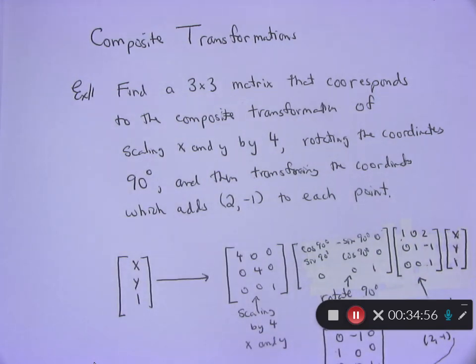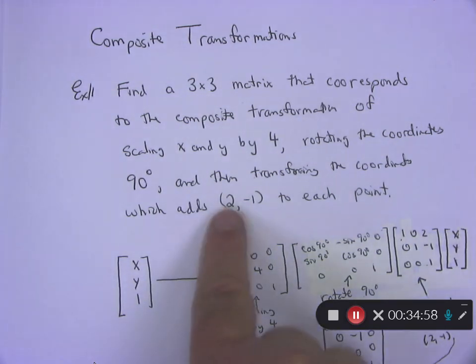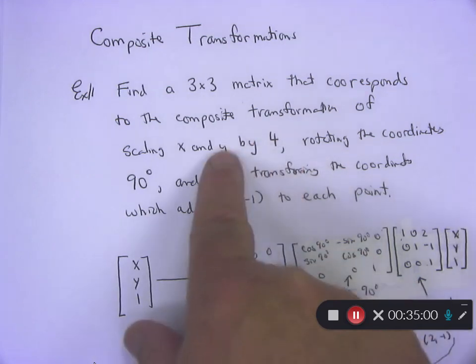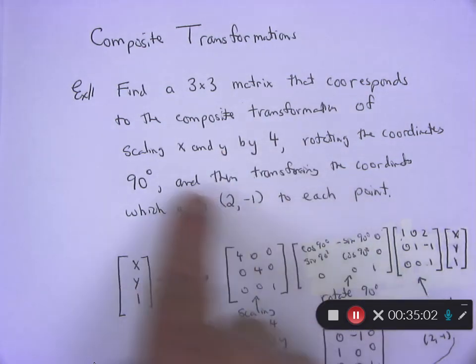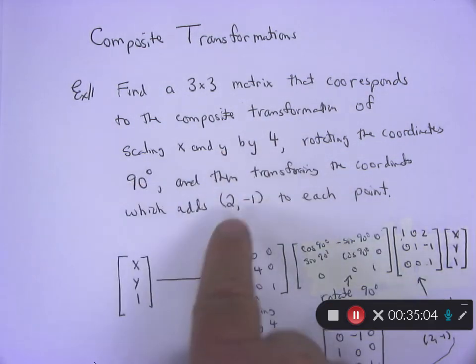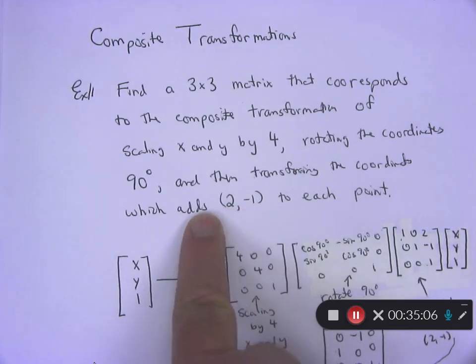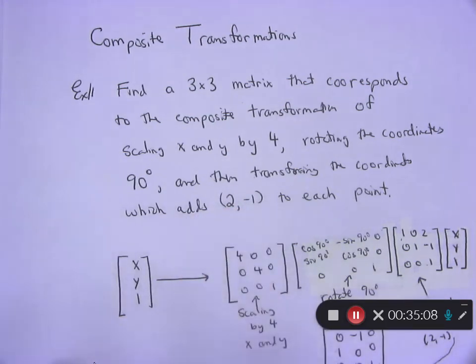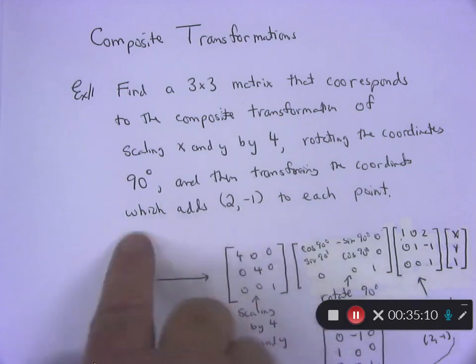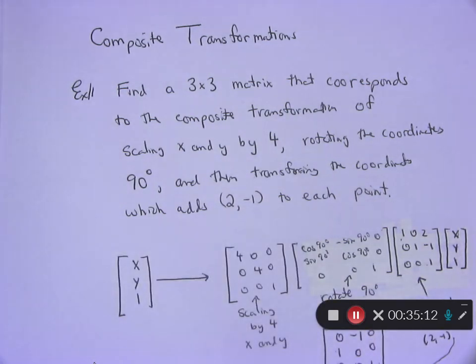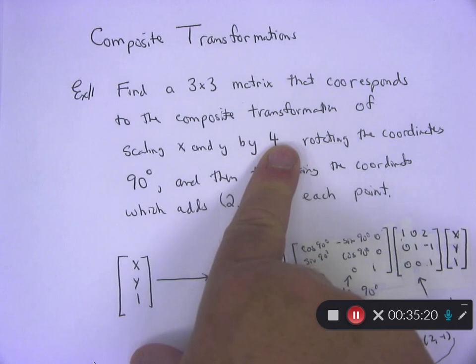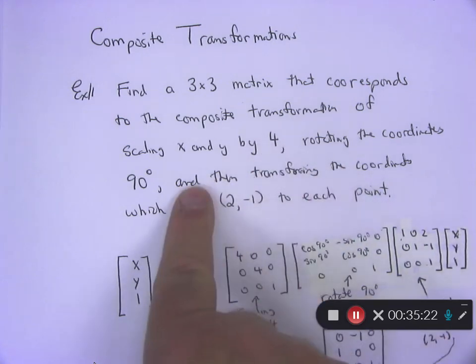So you'll notice here that they're still talking about x by 4, y by 4. We're going to rotate the thing by 90 degrees, and then we're going to add 2 to the x coordinate and negative 1 to the y coordinate. So any point x, y, you add 2 to x plus negative 1 to y. And then what would that do for me? Well, here's the problem. I could scale it, no problem at all. I can do that in 2 by 2. I can rotate it in 2 by 2.